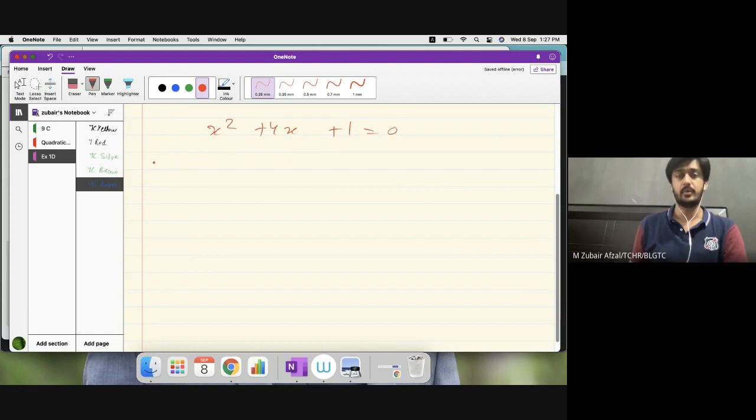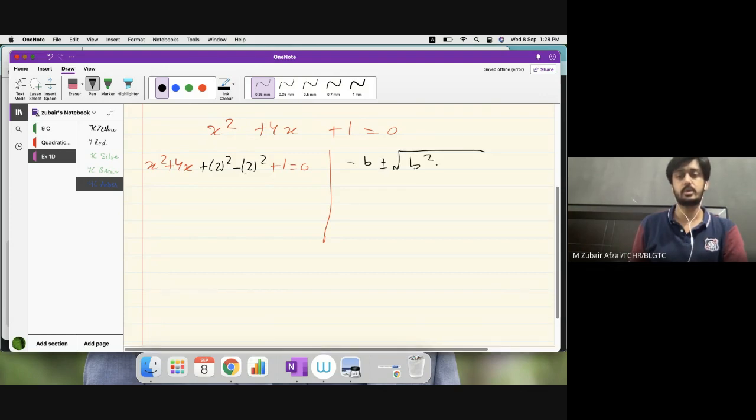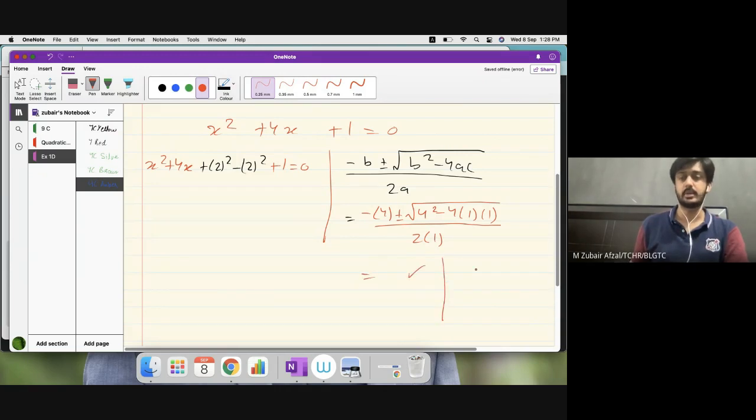quadratic formula. If I choose completing square, we'll do it x square plus 4x plus 2 square minus 2 square plus 1 is equals to 0. And if we choose quadratic formula, that is minus b plus minus square root b square minus 4ac over 2a, right? And if I plug in the values in this formula, b is 4, 4 square minus 4, a is 1, and c is again 1 over 2 times a. And then you will get 2 answers, right?